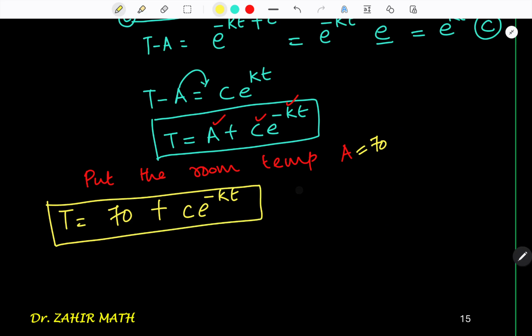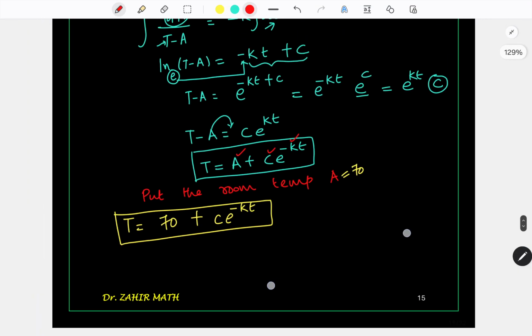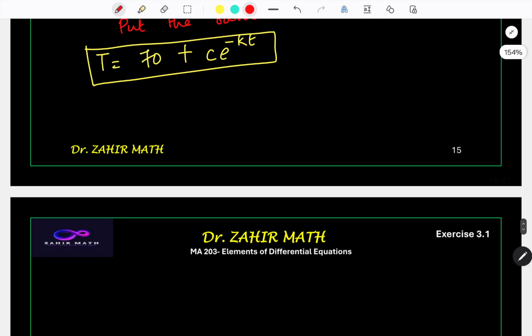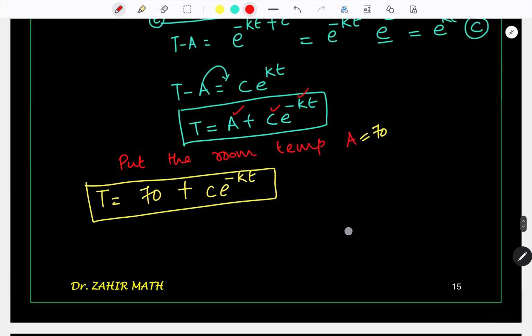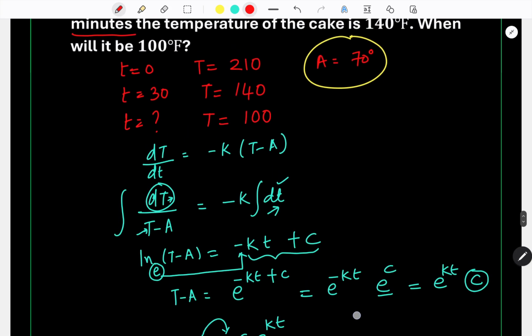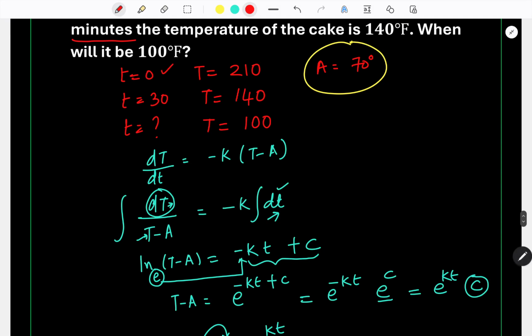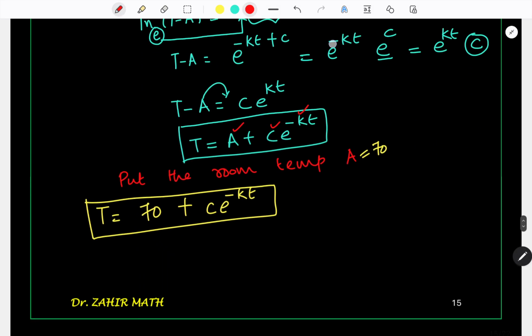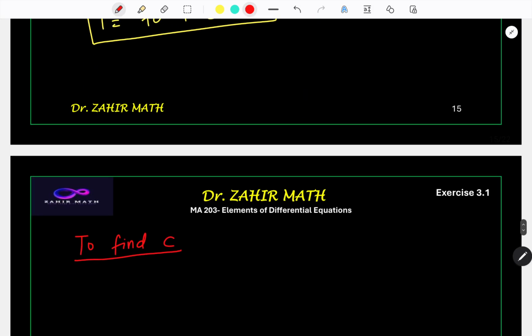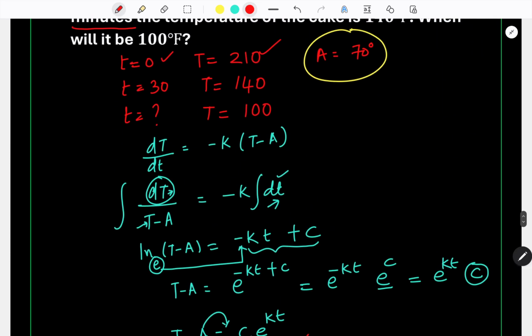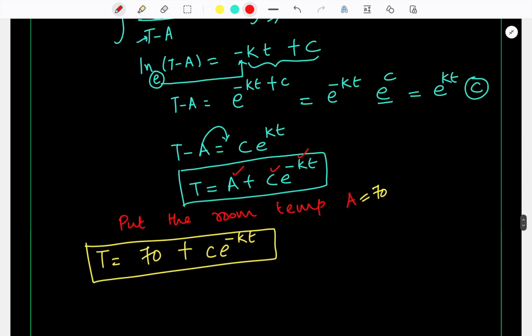Now we need to find two constants. Let us find the first constant, c. What is the condition I'm going to use? I'm going to use the condition t is equal to 0, capital T is equal to 210.